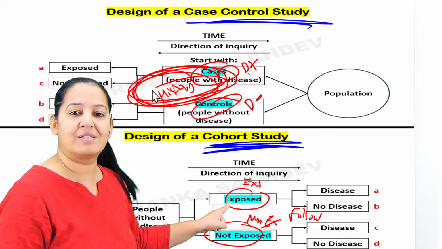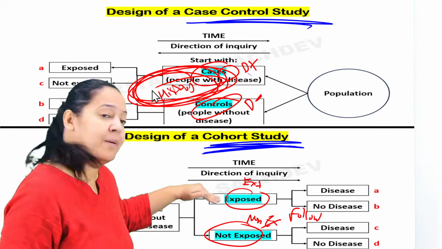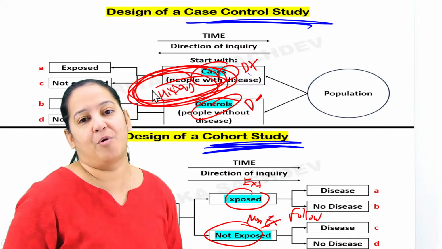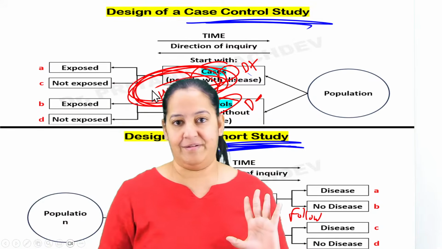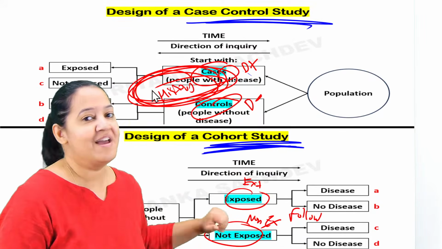We can stop the smokers now. We can ask them to stop the smoking, but due to the study, we are not intervening. We want them to continue to smoke. So there may be an ethical problem. So ethical problems can be there. You got my point. So ethical problems are always a part of cohort study, never case control.